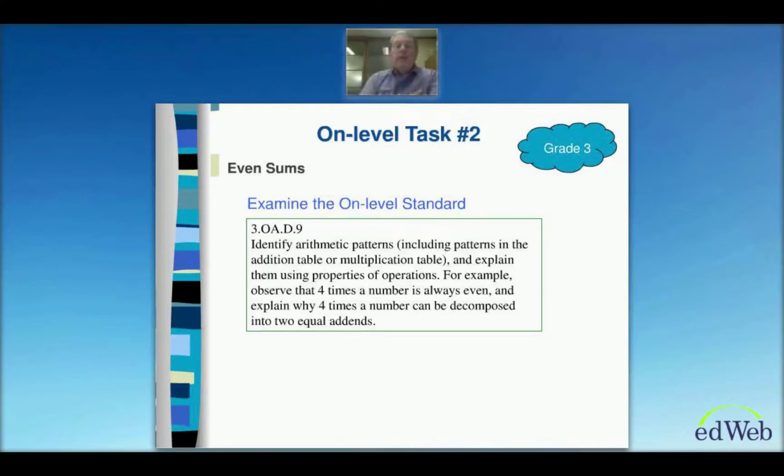Well, if I look at the on-level standard for grade 3, here's what it looks like. It says identify arithmetic patterns, including patterns in the addition or multiplication table, and explain them using properties of operations. So something that would be on level for this particular task is looking at patterns of even and odd, seeing that if you add an even number and an even number, you get an even number, and an even and an odd, you get an odd. But if I've got students that are struggling with that, it may be because they're still at a level that is not the third grade level.